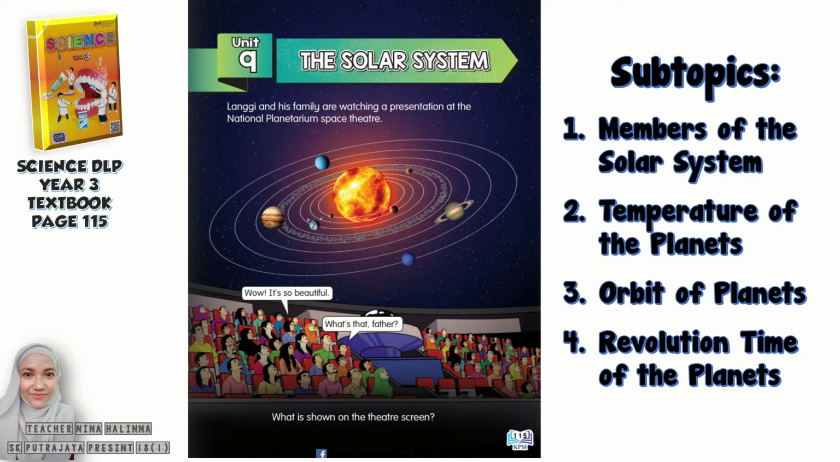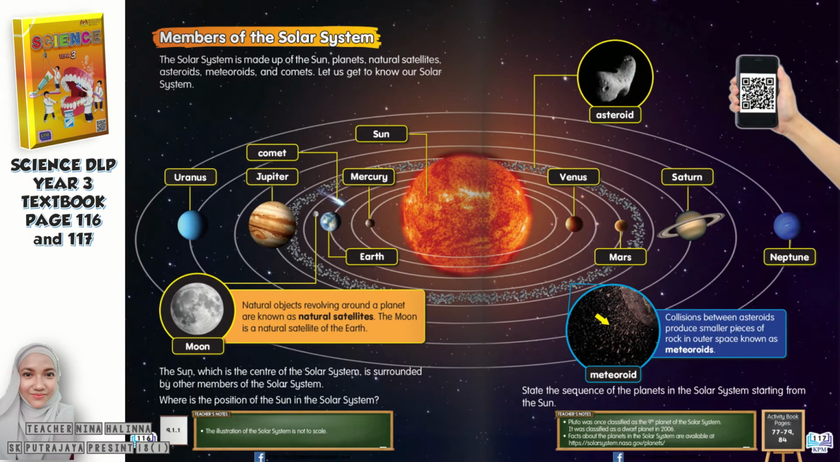Now let's turn the page, shall we? These are pages 116 and 117. And this is a picture of the solar system. And now we are going to learn about them. Okay? Who are the members of the solar system? Wait, what is the solar system? Okay, the solar system is made up of the sun, planets, natural satellites, asteroids, meteoroids, and comets. Let us get to know our solar system.